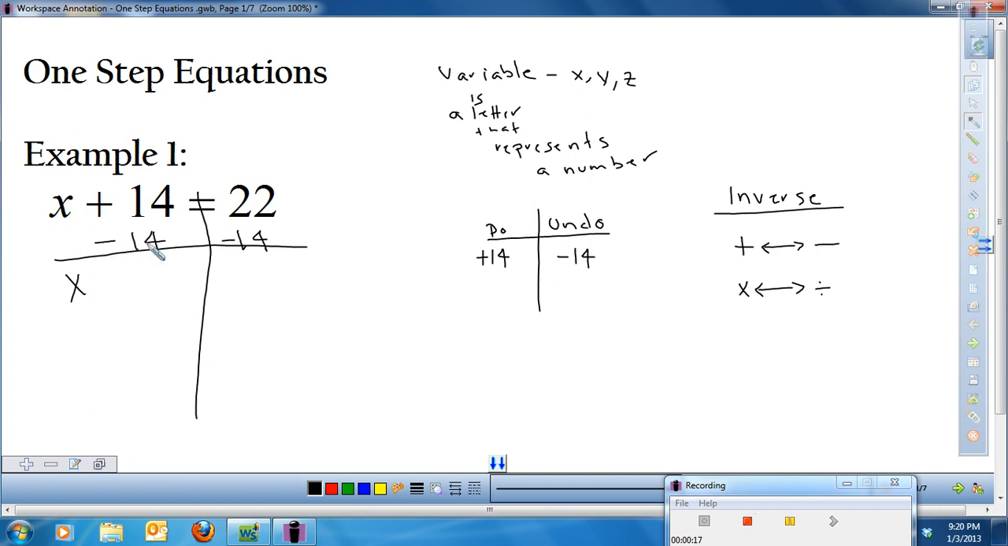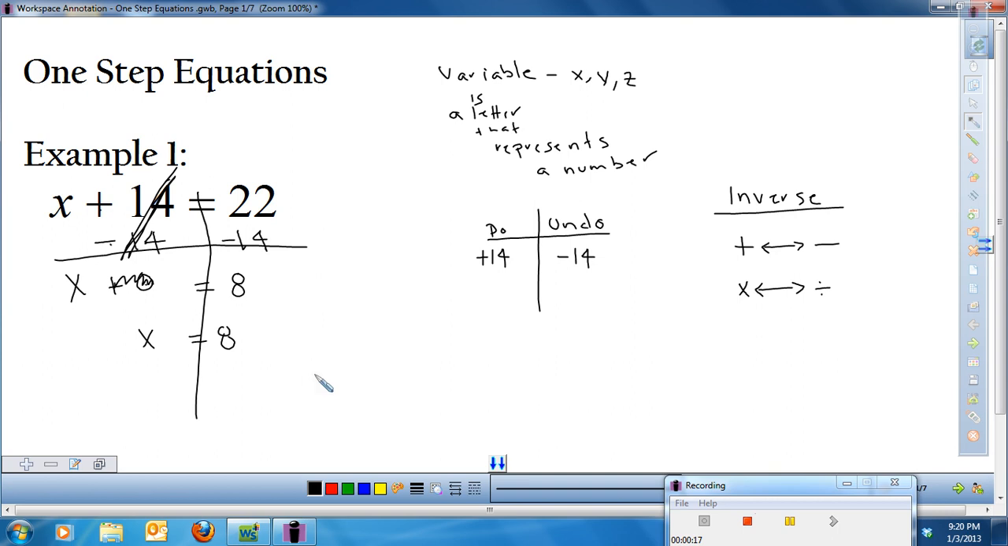Positive 14 minus 14. So a positive 14, we look at the sign in front, minus 14, that gives me 0. I'm just going to write plus 0. Equals 22 minus 14, that gives me a positive 8. Now x plus 0, that's just x, because 0 plus anything is just that number. So I don't need this 0. That's why normally when we do a positive 14 minus 14, we just cross this out, because we don't need this 0. We are left with x equals 8.